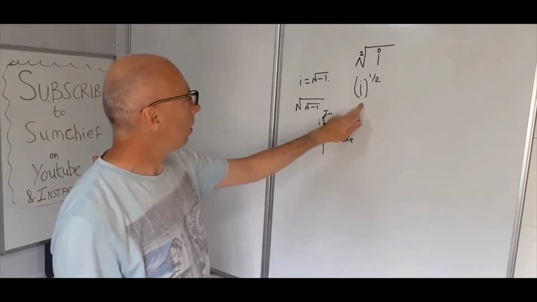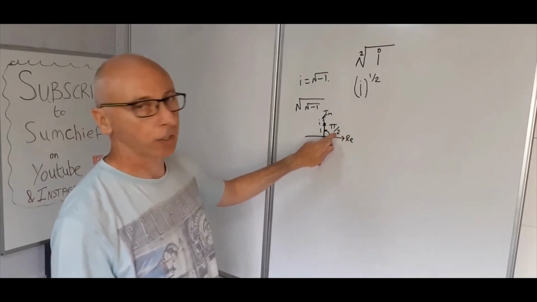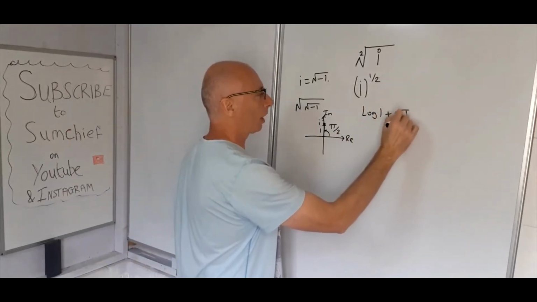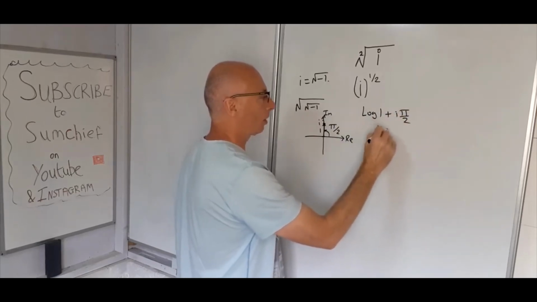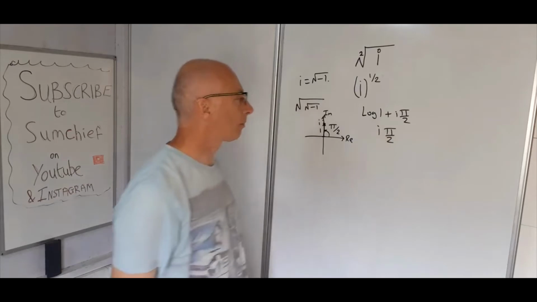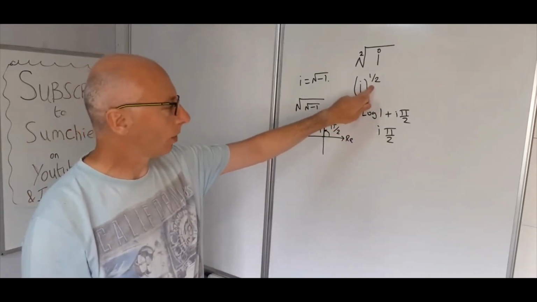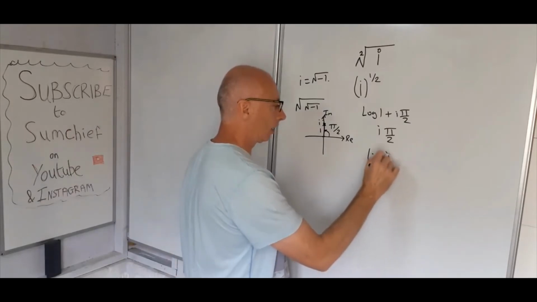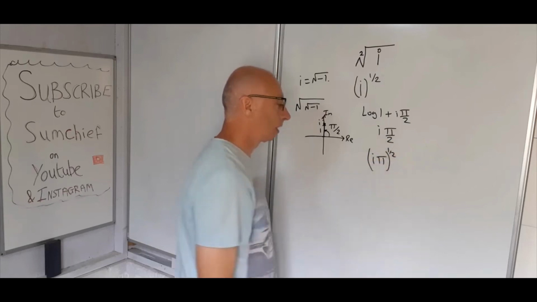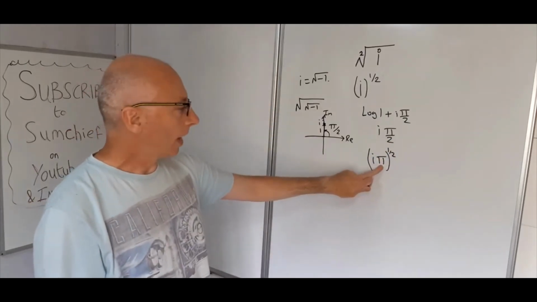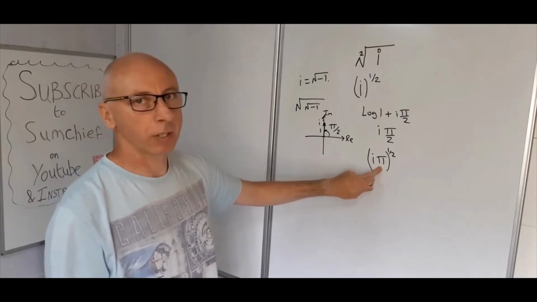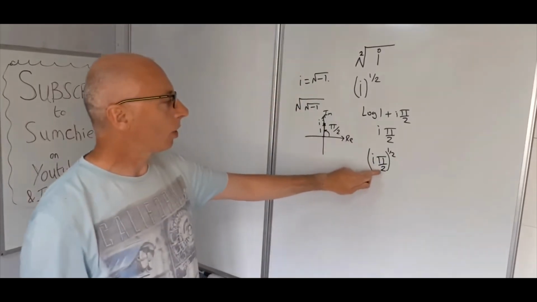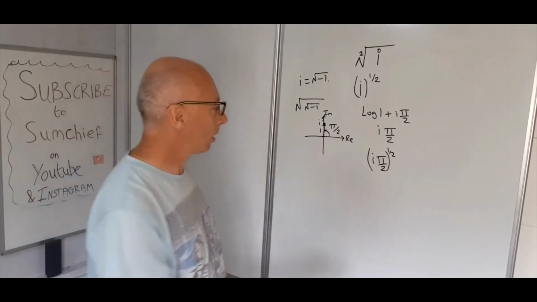So what we do know is that i is pi over 2, or we could say it's log of 1 plus i pi over 2. Log of 1 is 0, so we get i pi over 2. But we want the square root of that, so now we need i pi to the power of 1/2. So it's still not quite there yet, this is still not looking quite right. So the best way is to put it into polar form. Sorry, that's a pi over 2, and i pi over 2 is still not quite right. Let's do it in polar form.